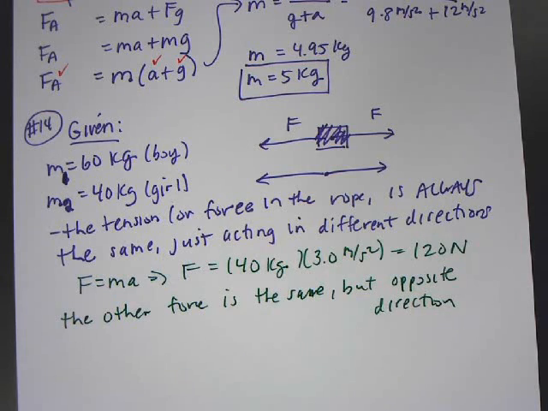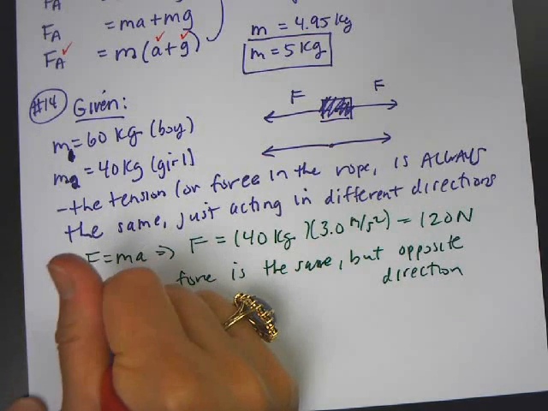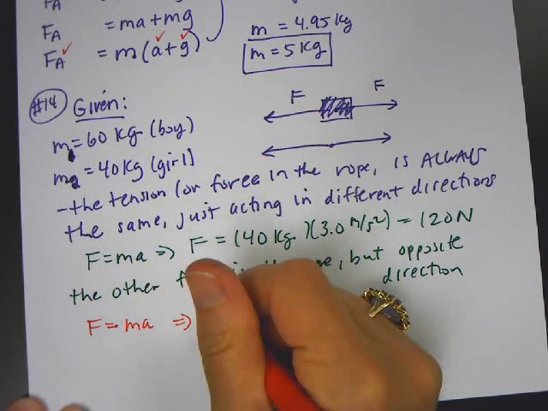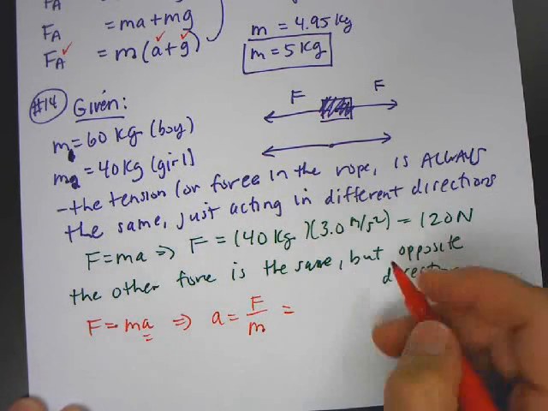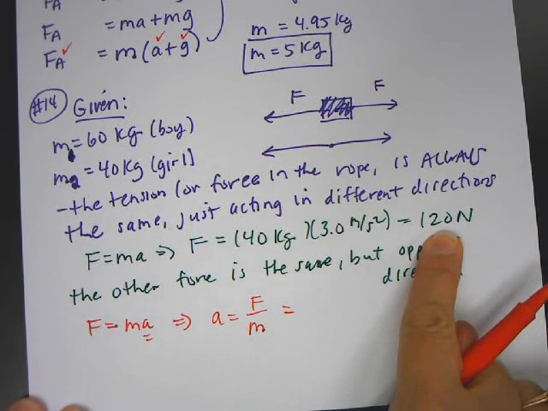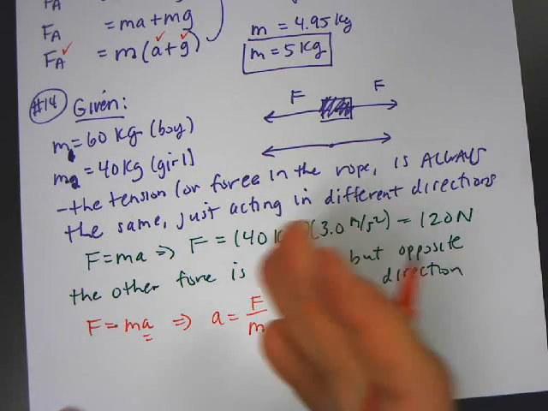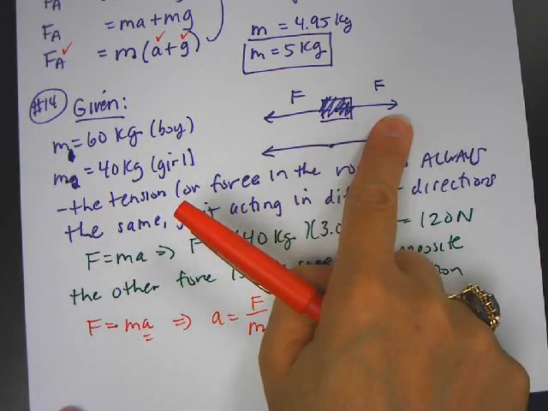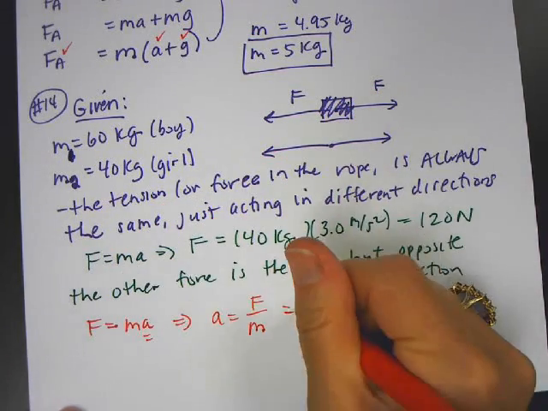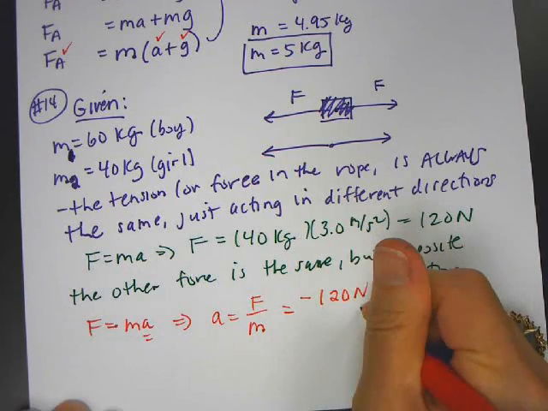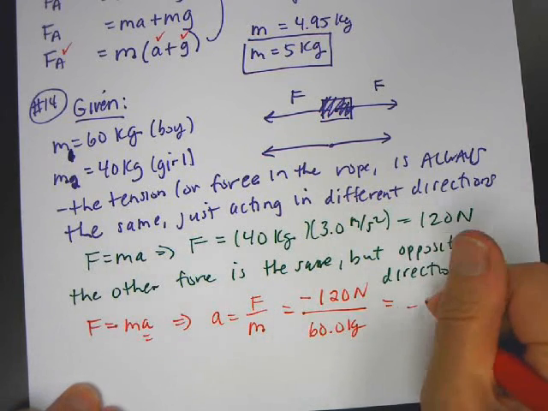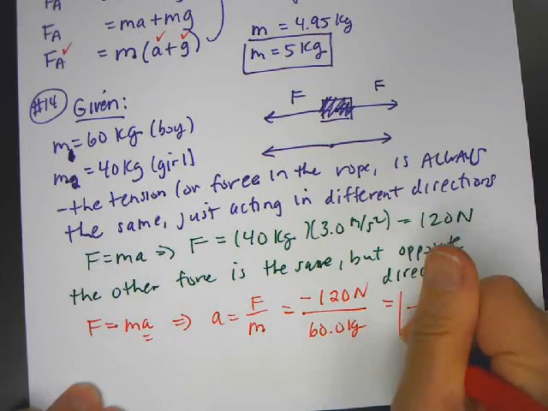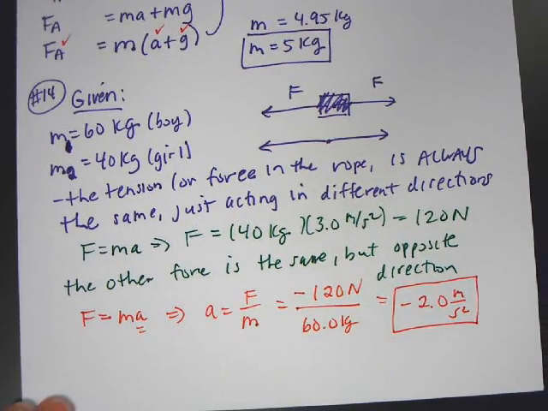Okay? So now I'm going to apply Newton's law again and say F is equal to ma. And I want to solve for A. So A is equal to F over m. And if I'm calling this positive 120, then one way has to be positive and one has to be negative. When you look at a tug of war, isn't one person pulling one way and one person pulling the other way? So I'll just call this negative 120 over 60 kilograms. And 120 divided by 60 is 2. And that's it.